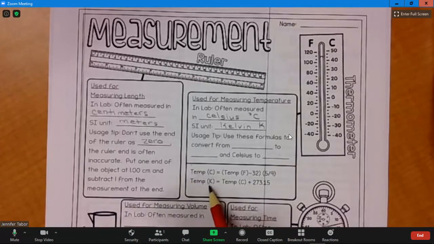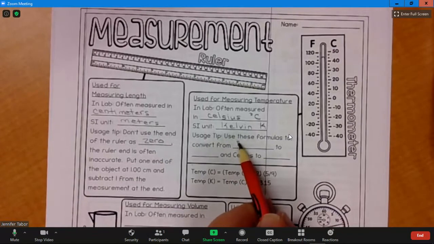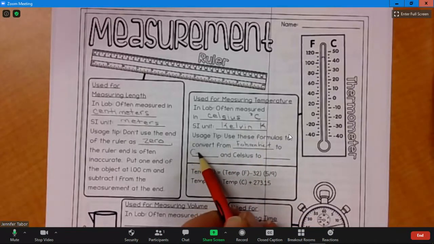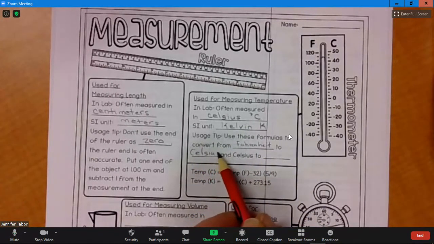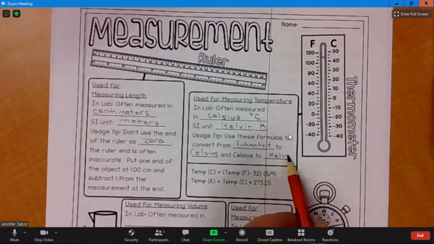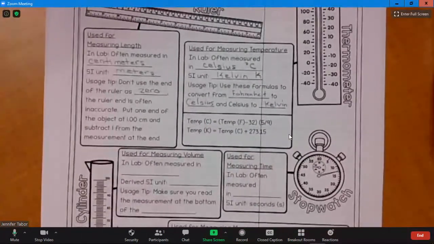You can see here to convert from Kelvin to Celsius, you add 273.15. That's the conversion. So as it says here, these are the formulas to convert from Fahrenheit to Celsius. That's this top one from Fahrenheit to Celsius. And then the bottom one is from Celsius to Kelvin. You won't have to memorize those, but you probably will have to use them at some point.